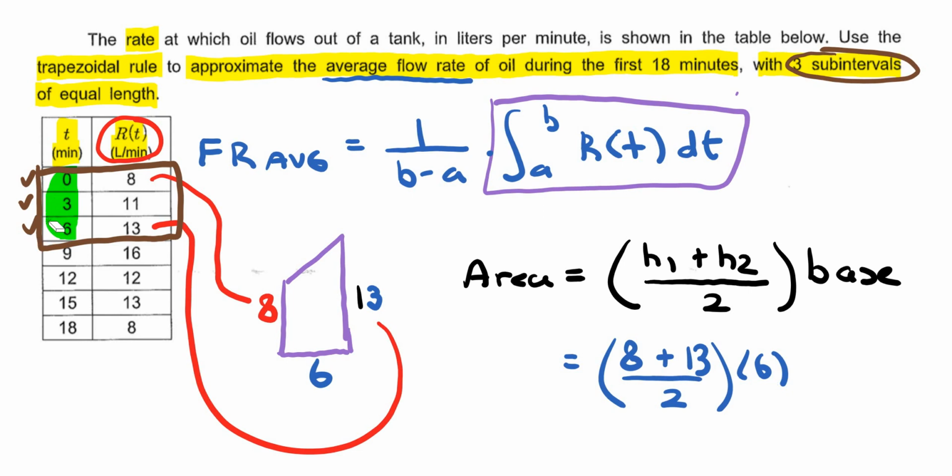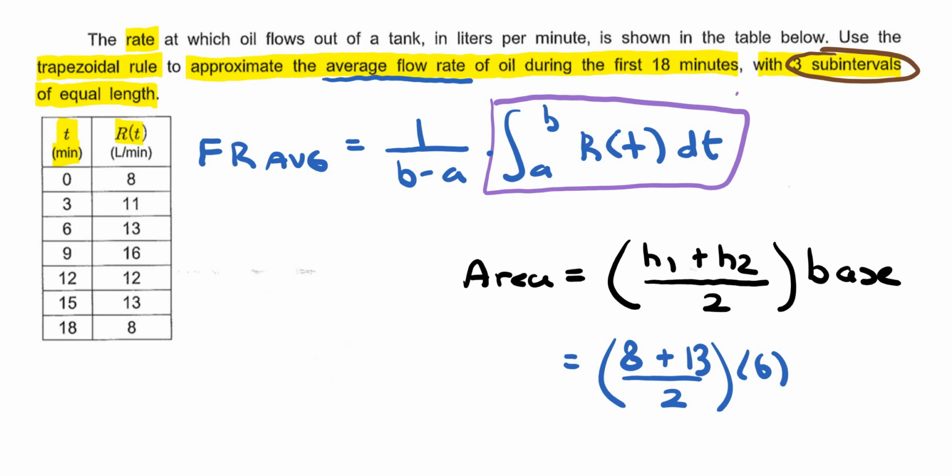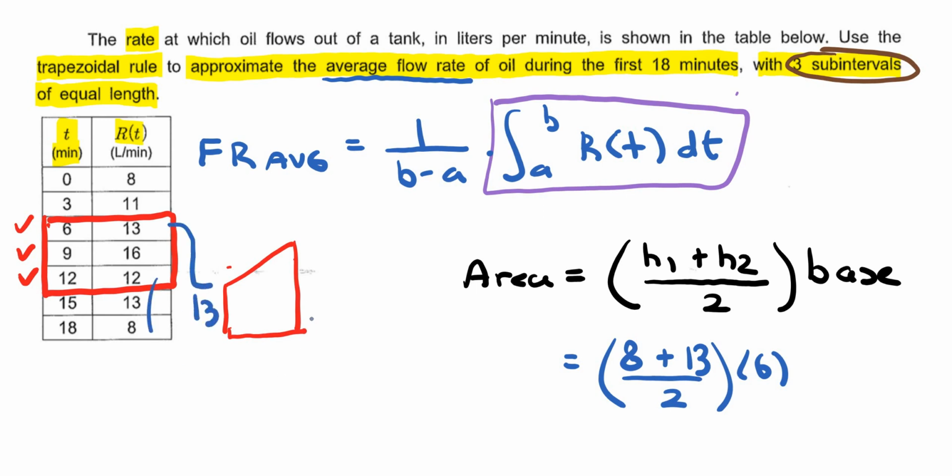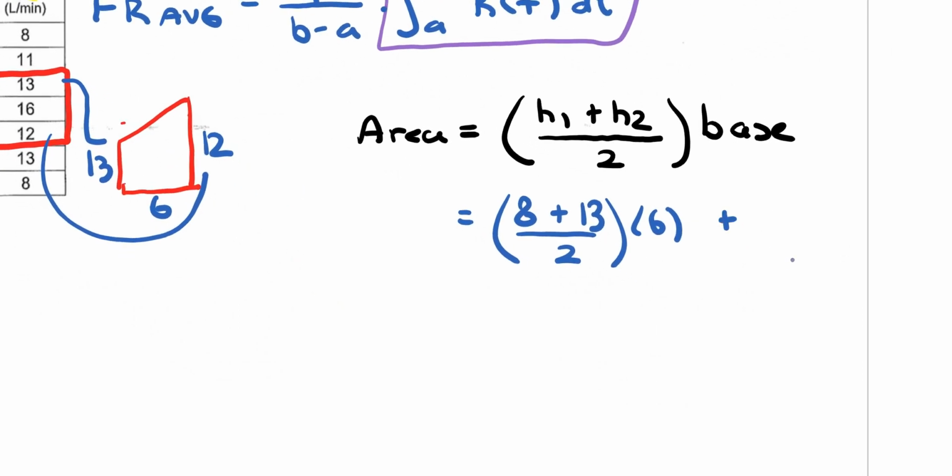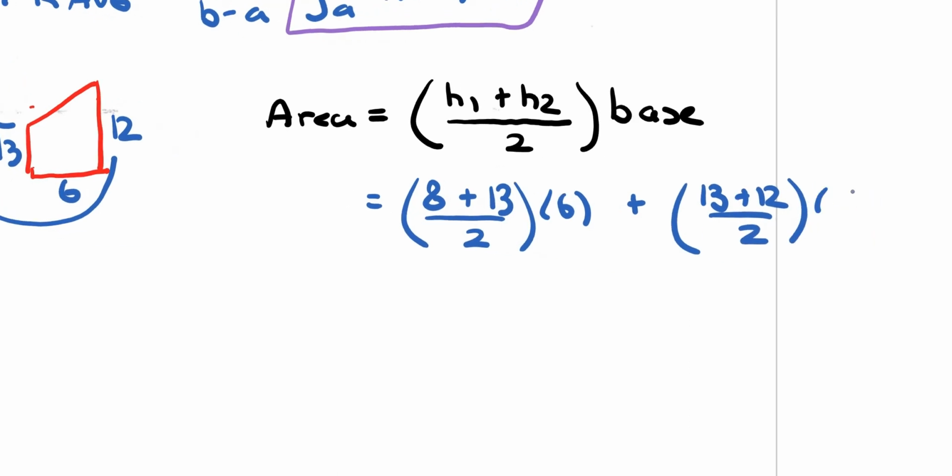Then I would go ahead and find the trapezoid for the next region, this region right here, because we want 3 equal subintervals. Once again, to figure out the area of this trapezoid, this is your h1, which is 13, and this 12 will be your second height, and your base is once again 6 to 12, which is 6. So I would add plus (13 plus 12) divided by 2 times the base of 6. That's the general idea to get the area of the trapezoid there.